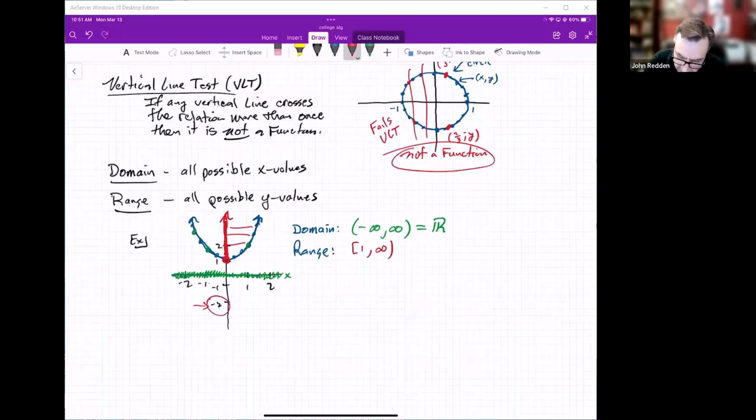So when you have a number line that's kind of sideways, negative infinity lives down here, positive infinity lives up there, negative infinity is here, positive infinity is over there.